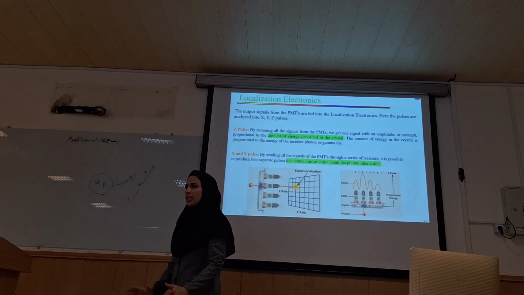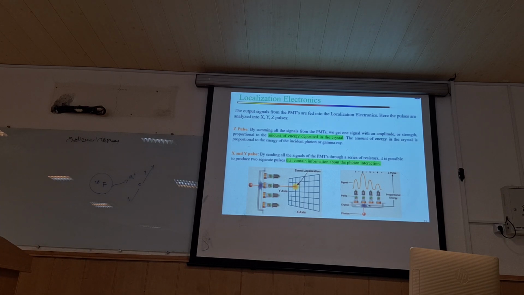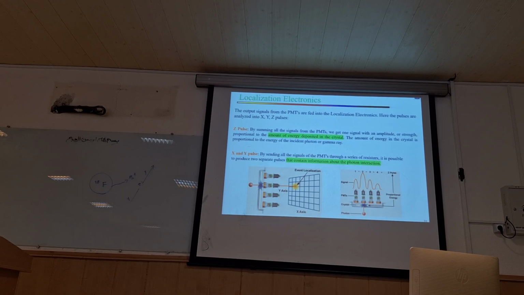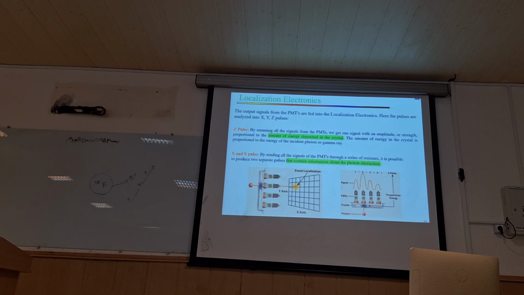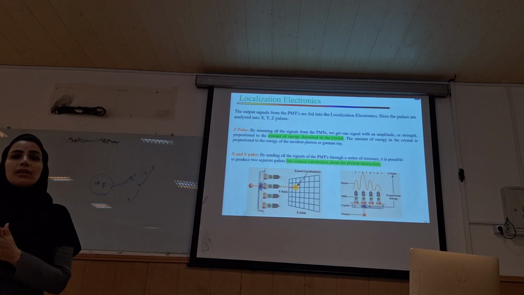Okay, after the PM tube, we have the electrical signal, and this signal is received by the localization electronics. What is the role of the localization electronics? These electronics define the X, Y, and Z of these photons. X, Y, and Z, the location of the photons.